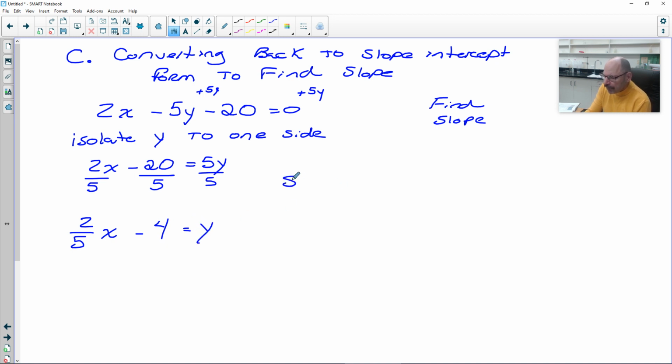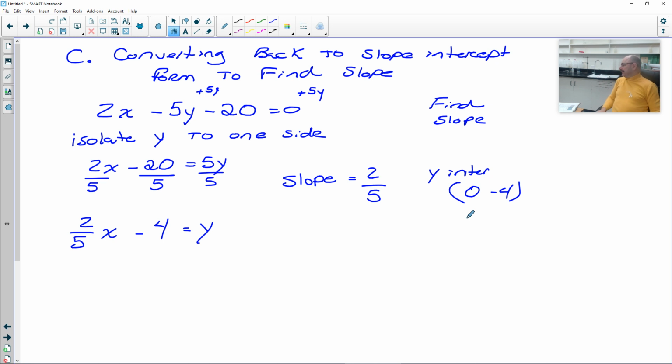So we have a slope equal to 2/5. Y-intercept equal to 0, -4, which we knew already from our other graph. So to find slope, it's really simple. Really, really simple. Okay? You just have to isolate the y by itself. Now, if there was a negative y, make sure you're dividing by negative so that everything stays the proper sign.